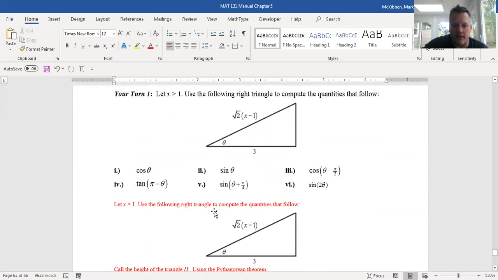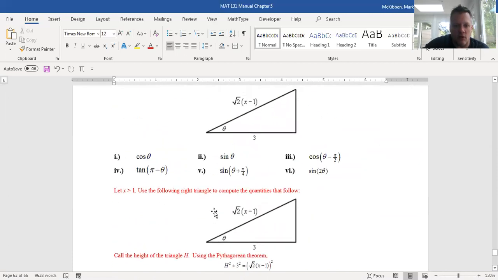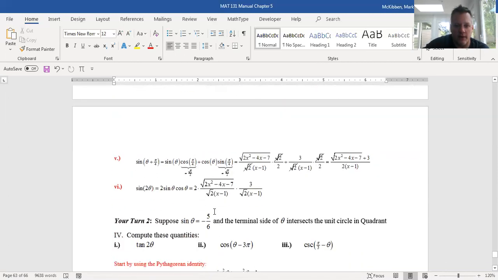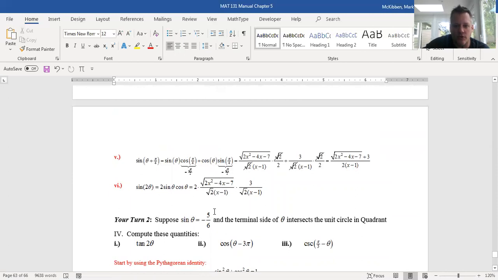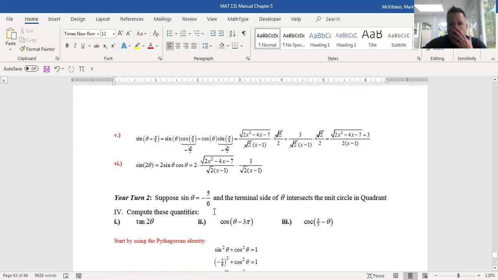Okay, and then I'm going to, don't worry about your turn 1. Your turn 2 we should look at. All right, so let's look at your turn 2 together.